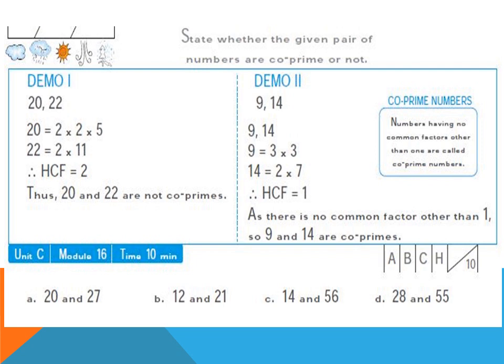Look at demo number 2: 9 and 14. When we prime factorize 9, we get 3 into 3. And when we prime factorize 14, we get 2 into 7. Now there is no common factor, so the HCF will be 1. That means 9 can be divided by 1, 14 can be divided by 1. Other than 1, there are no common factors. So, as there is no common factor other than 1, 9 and 14 are coprimes.